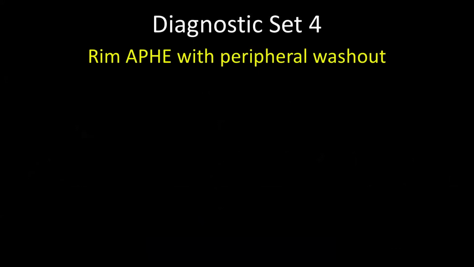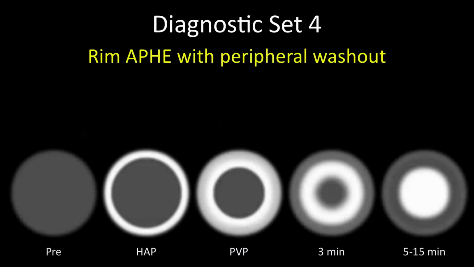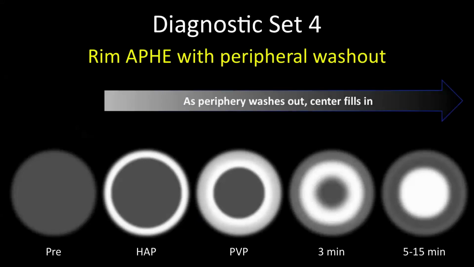How about if you have rim enhancement and you combine it with peripheral washout? Well, what do I mean by peripheral washout? What I mean is that you start out with rim enhancement, but over time, notice that the rim washes out, and as the rim washes out, notice that the center washes in. So you have gradual accumulation of contrast, or movement of contrast from the outside towards the inside, and that's known as peripheral washout. So as the periphery washes out, the center fills in.